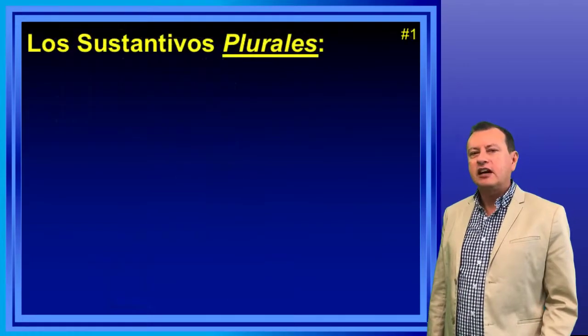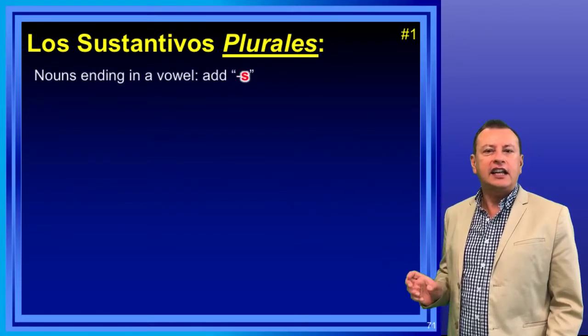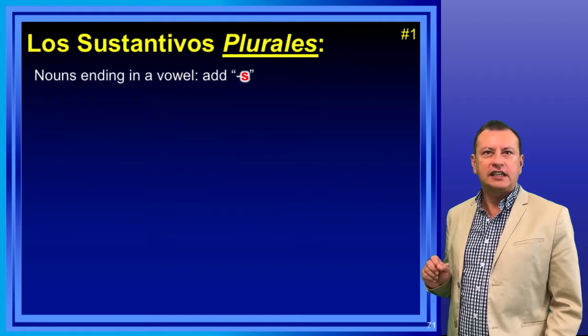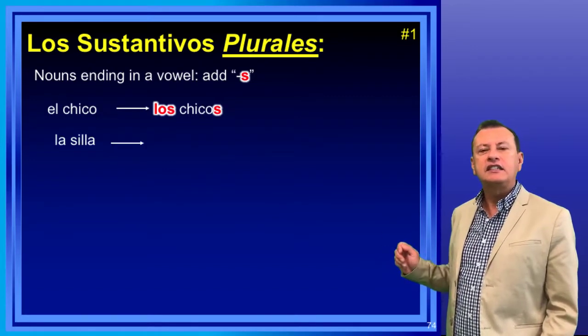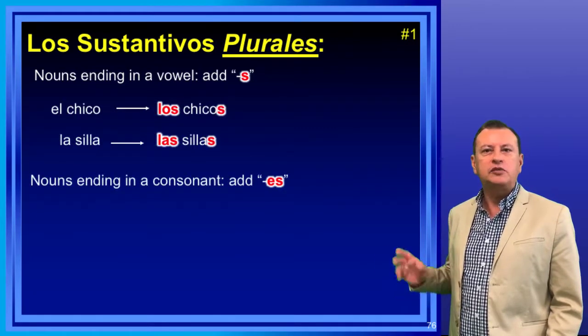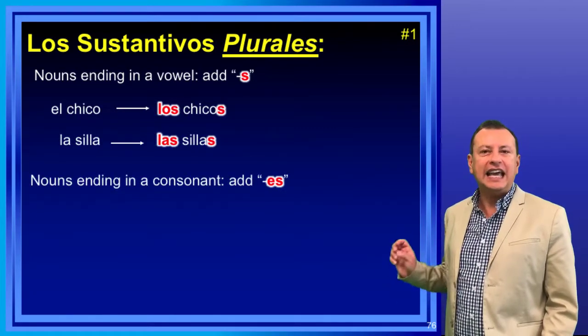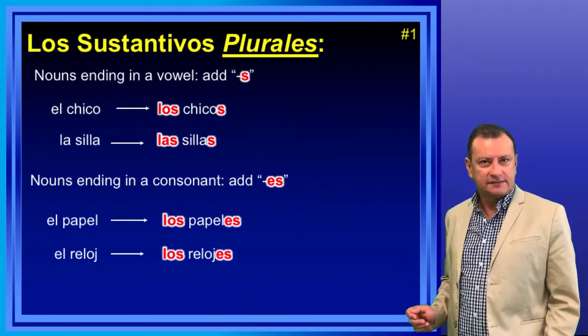Let's talk about plurals. How to form plurals in Spanish. Add s to any noun that ends in a vowel. For example, chico becomes chicos. Silla, sillas. If rather the noun ends in a consonant, we are going to add es. Papeles, relojes.